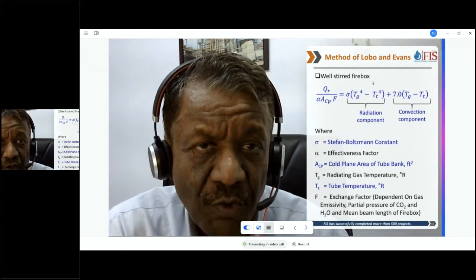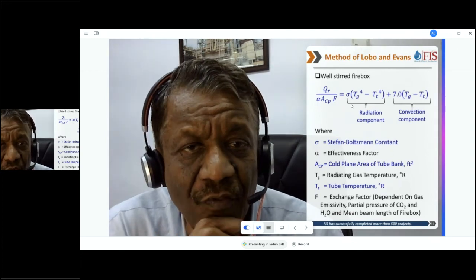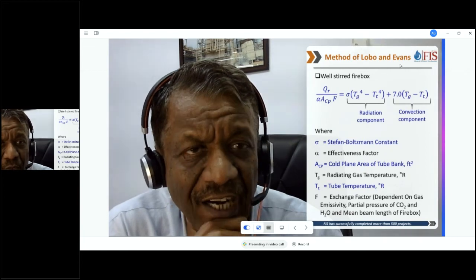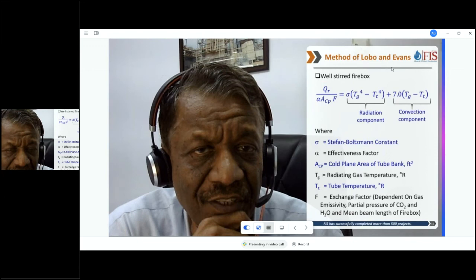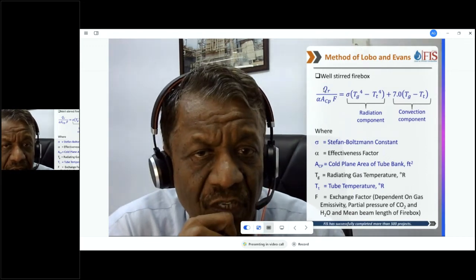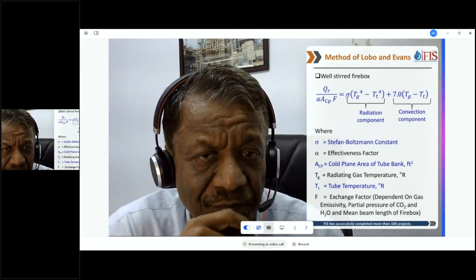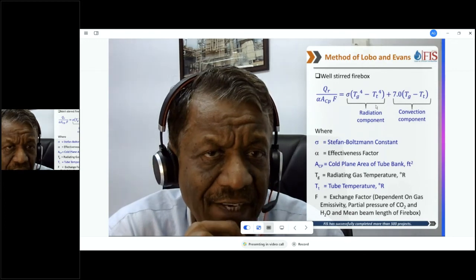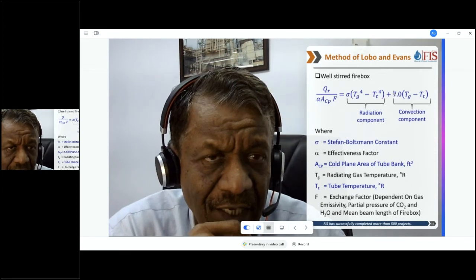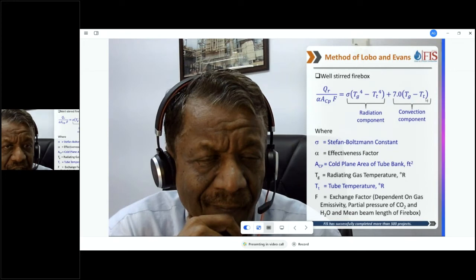So this is the Lobo-Evans method, which has been described by Lobo and Evans in their publications. It says radiant heat transfer is a function of several parameters. The first one is the radiation component, which is basically the Stefan-Boltzmann term. And then this is the convection component, 7 into Tg minus Tt.